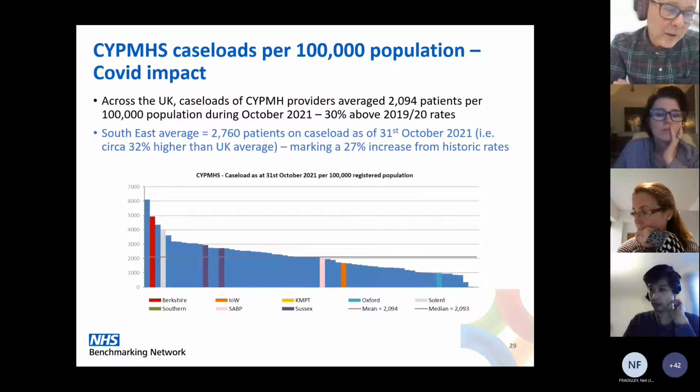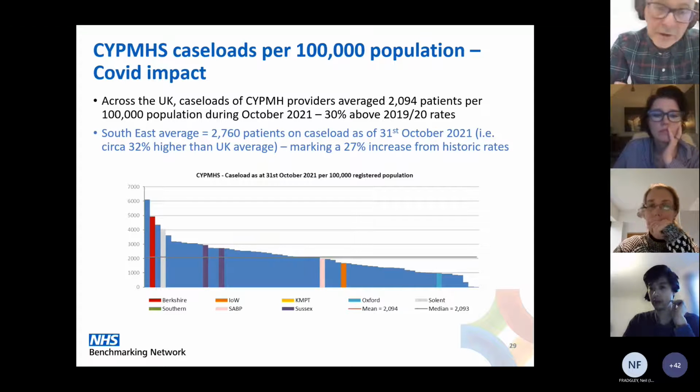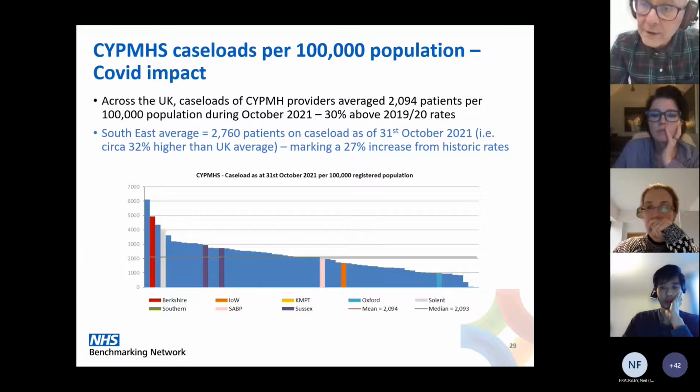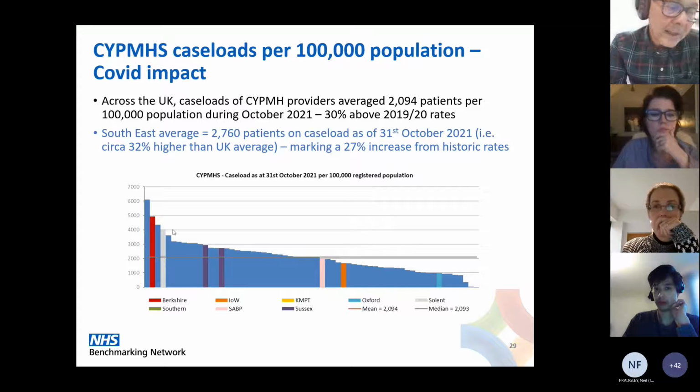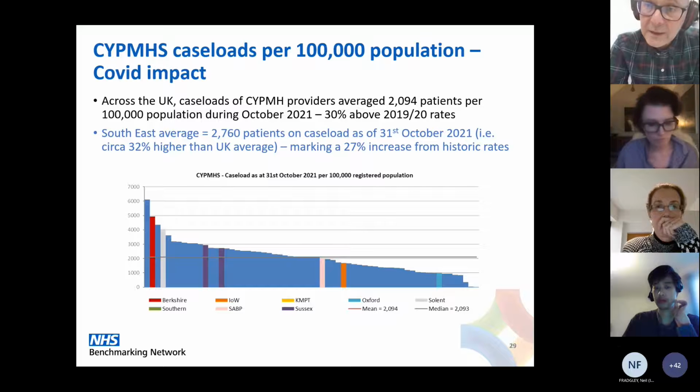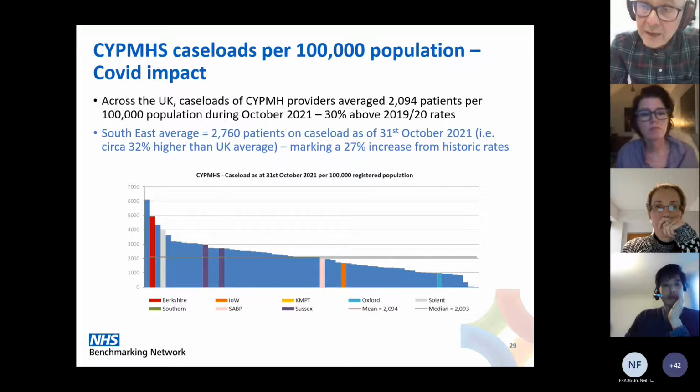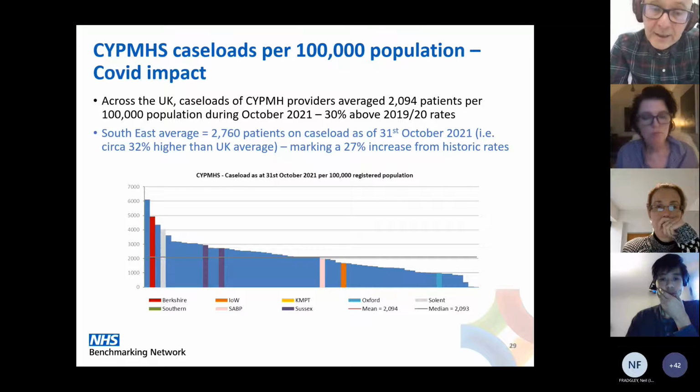So overall, the national average, this is at the end of October, is 2,094. So 2% of all kids were on CAMS caseloads at the end of October. The South East, though, had nearly 3% of all kids, so 2,760 were on CAMS caseloads at the end of October. So it's 32%, so a third higher than the UK average. And you can see the distribution there.